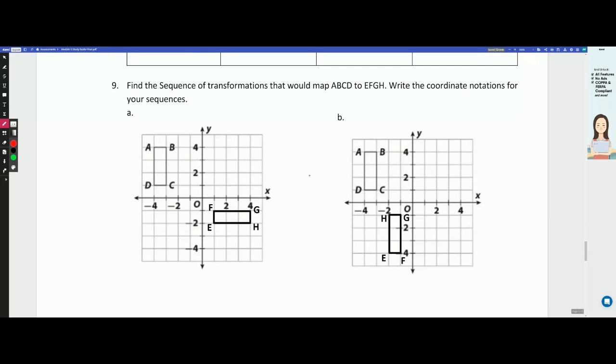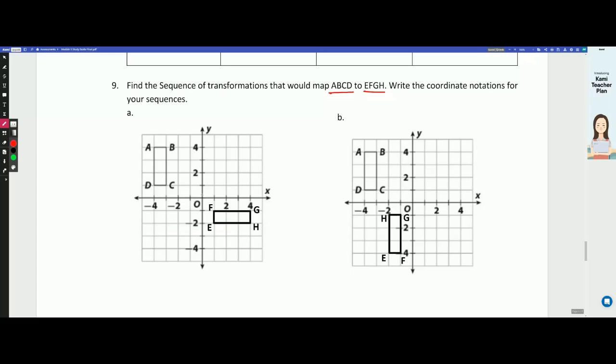All right, number 9, find the sequence of transformations that will map A, B, C, D to E, F, G, H. Write the coordinate notations for your sequence. All right, so if you were to do this, I can see myself doing several different sequences. All right, there's more than just one correct answer.